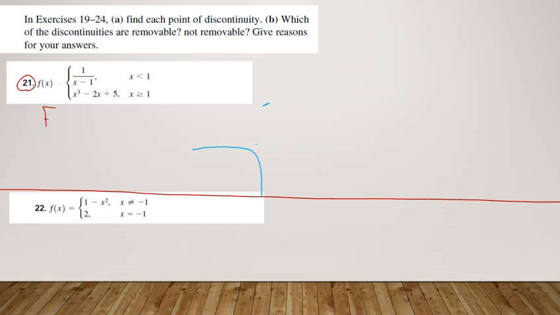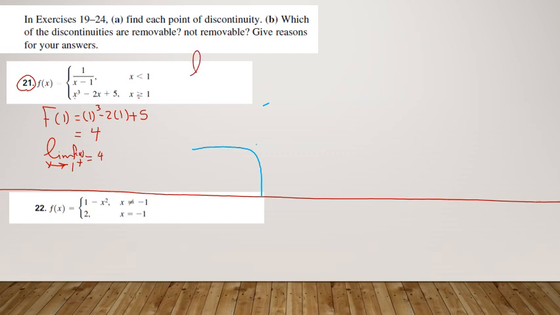First, I will find f of 1. For f of 1, I'm going to replace x here with 1, and this gives me 4. Notice that at the same time, this is greater than 1, so the limit as x approaches 1 from the positive side, for the function, is also equal to 4.